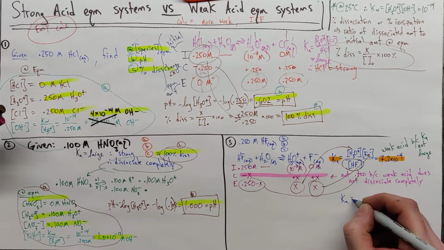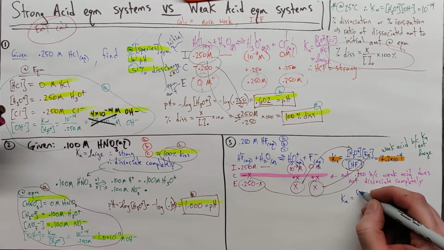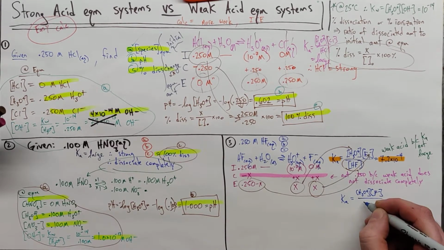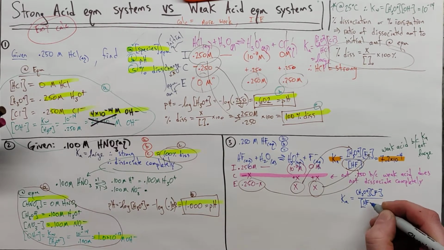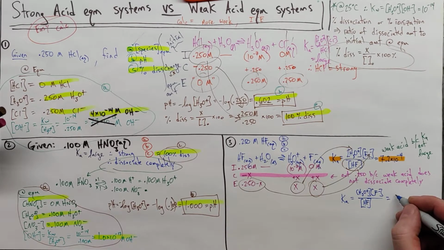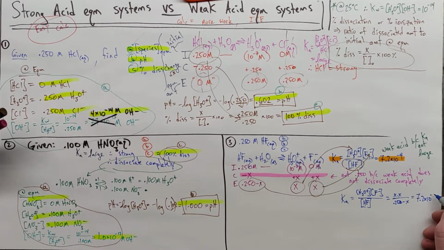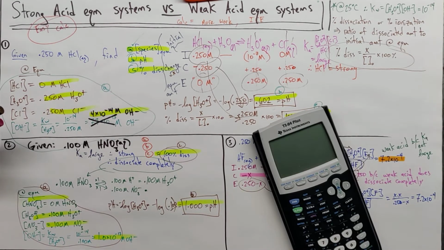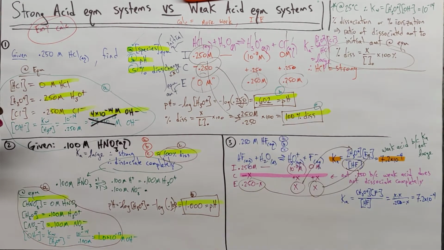Our Ka value is going to be our H3O+ times F- over HF, which is those numbers: x times x over 0.250 minus x, which is 7.2 times 10 to the minus 4th. If you're paying attention at all, that's what we call a quadratic. We can solve it in a calculator, like if you've got a TI calculator, you can use something like Solver and just plug it in.